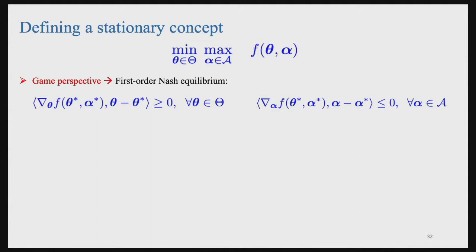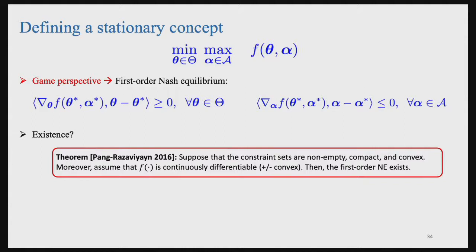The first question is, does it always exist? And the answer is yes. That's a good thing: although a Nash equilibrium may not exist for non-convex problems, this concept always exists, and that's basically what makes training GANs and everything possible. The hope is that you're always able to find such a point, but can we compute it in a reasonable time? Can we compute it with a polynomial time algorithm?